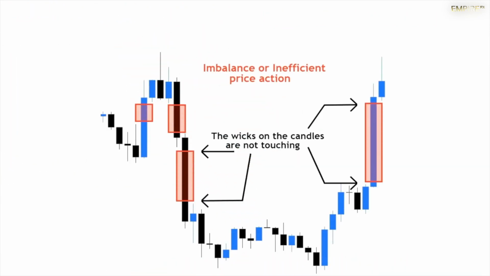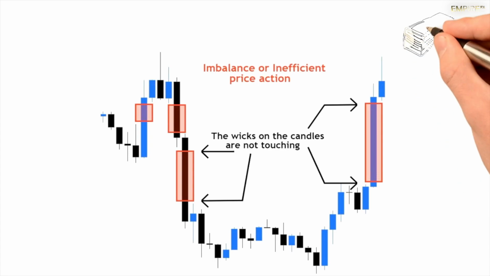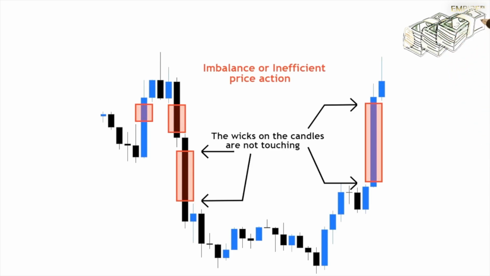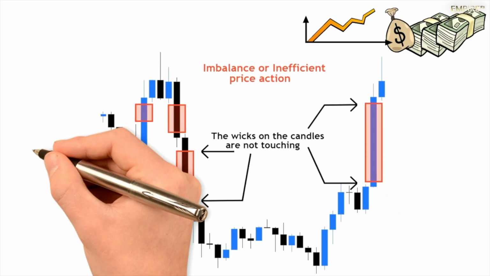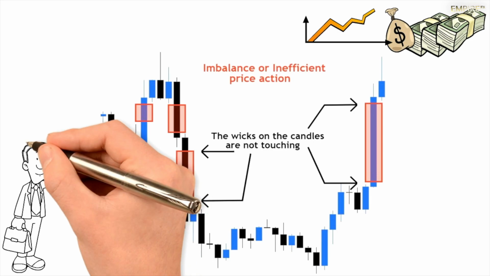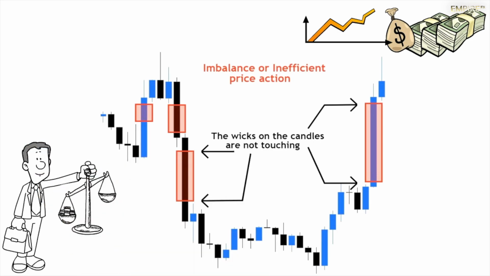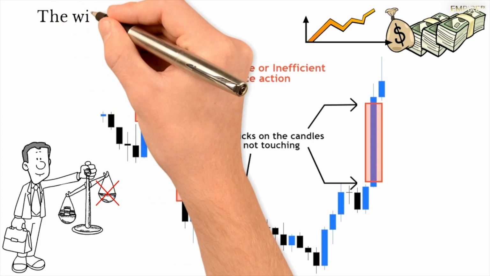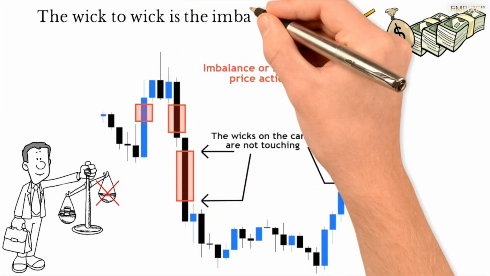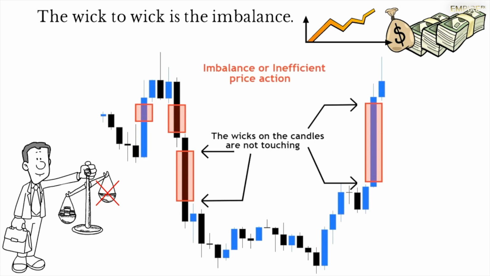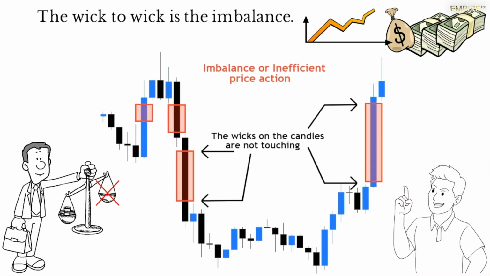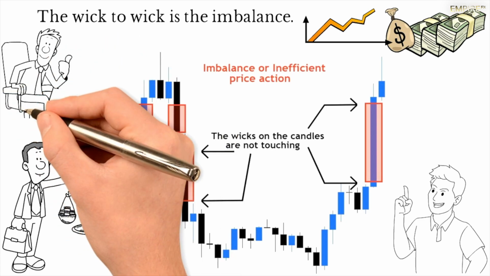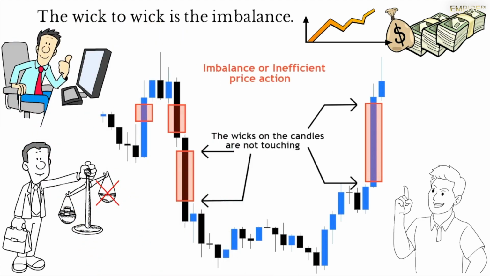This is an imbalance or inefficient price action, where there are no wicks touching between the previous candles. This means institutions have injected price to one side and did not collect orders for the opposite direction. The wick to wick is the imbalance. People will see this as impulse, which it is. However, I see it as an opportunity. These imbalances will get filled at one point. You can use this to your advantage to enter trades.